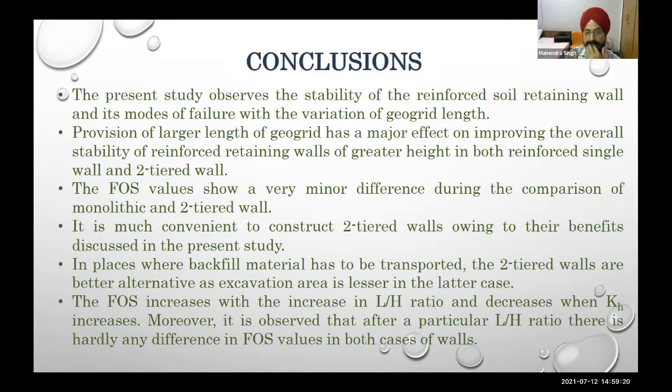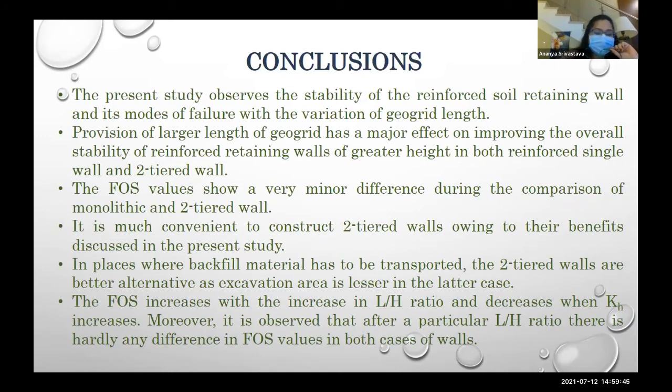Whenever you construct a wall like 40 meters high or 50 meters high, there have been some such high walls constructed in Texas, USA, so we can construct two-tiered walls. And the FOS value shows a very minor difference. Again, the two-tiered walls are very easy to construct. Less backfill material would need to be transported, and less excavation area would be required.